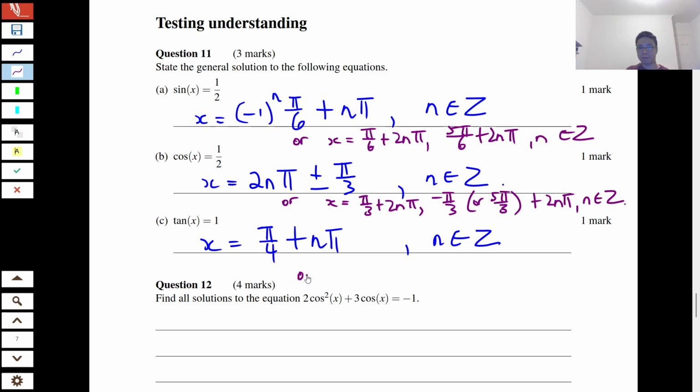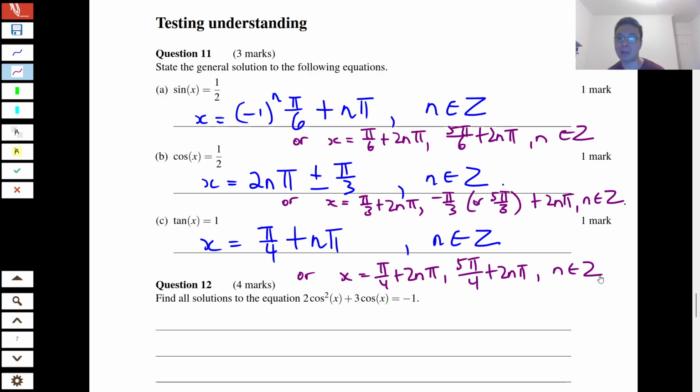And for part C, I really do want you to write this one, but if you happen to write pi on 4 plus 2n pi for quadrant 1, and 5 pi on 4 plus 2n pi for quadrant 3, that is a correct solution, and so I would choose to award marks for that, and I hope VCAB would as well.